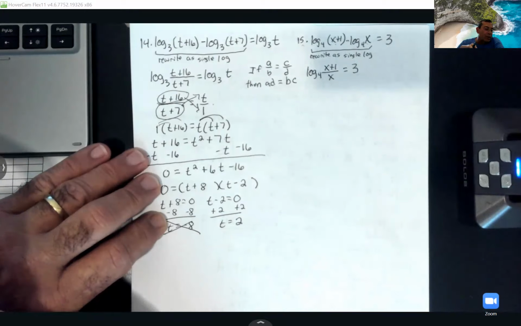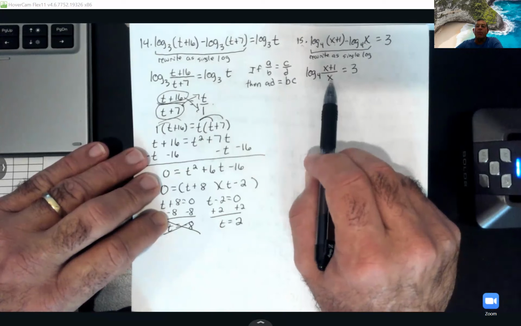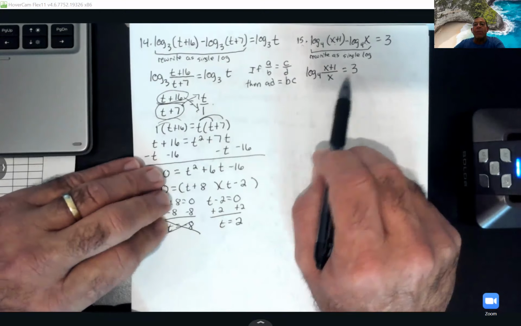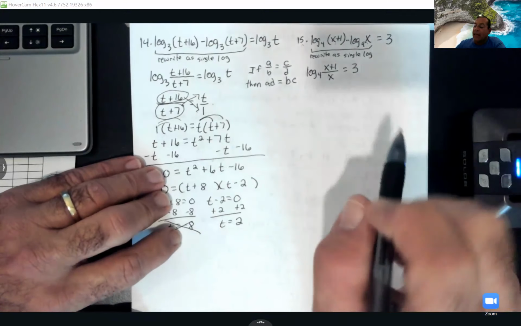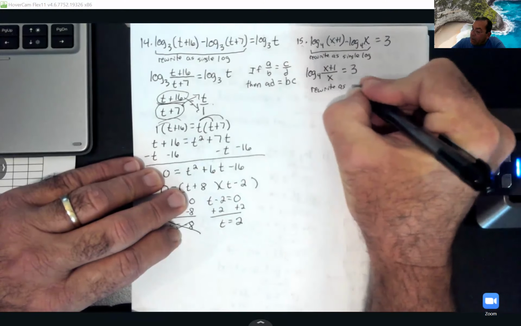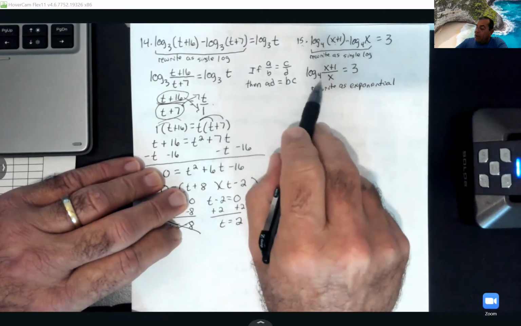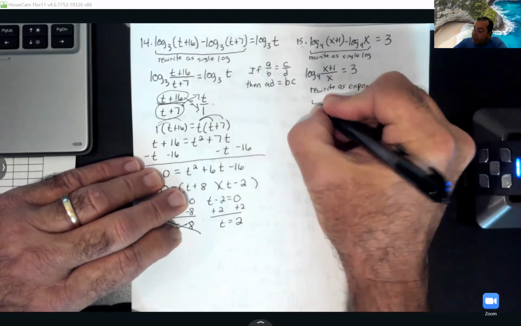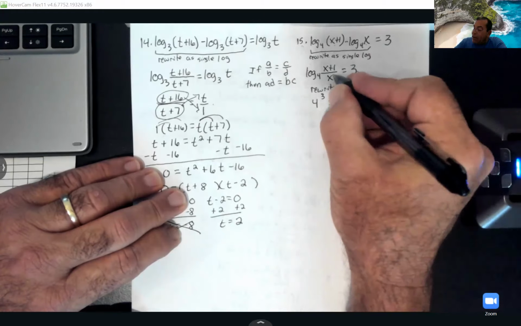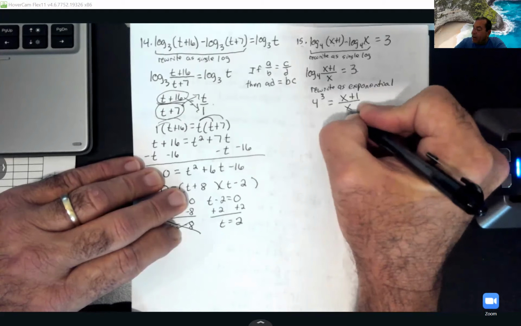But if you notice on this one, I don't have a log base over here, so I can't set x plus 1 over x equal to the 3. But since I got a single log equal to a number, I got to rewrite this as exponential. So my base is the 4. Exponent is the 3. And that's going to equal the x plus 1 over x.